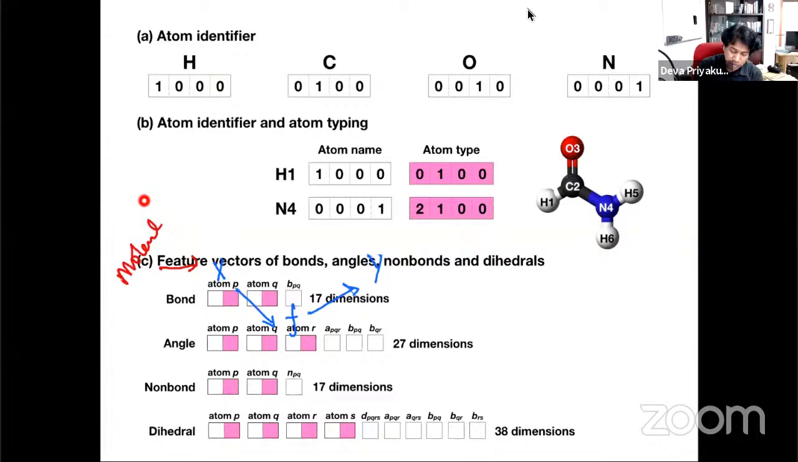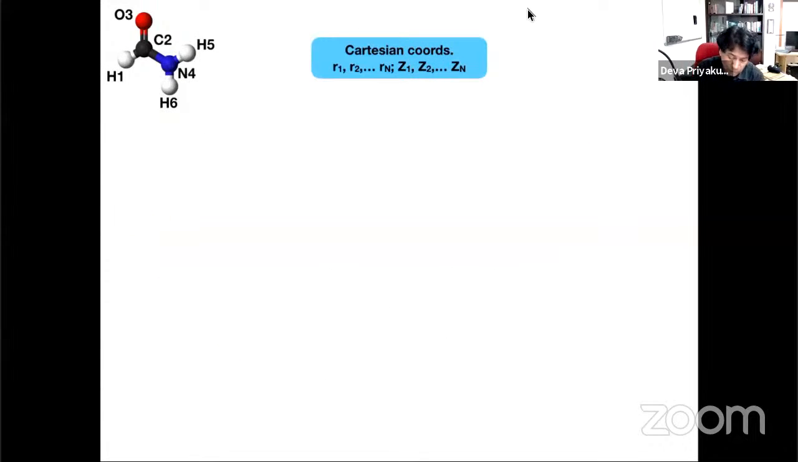I have a molecule. I derive some features from the molecule. So these features represent this molecule, and those features are first used to train the model and then predict the energy of the molecules. Okay, so this is what we do.